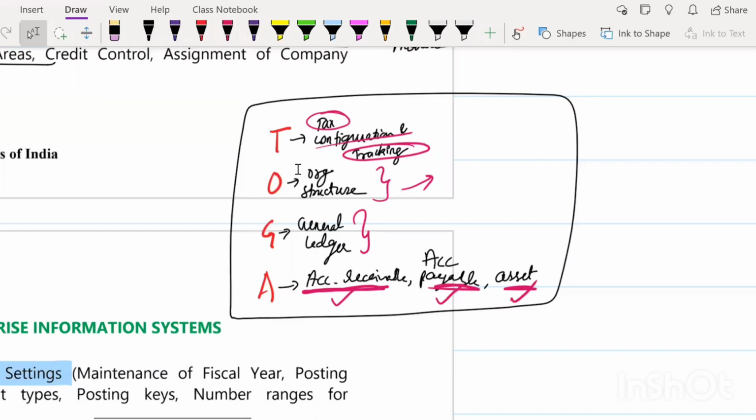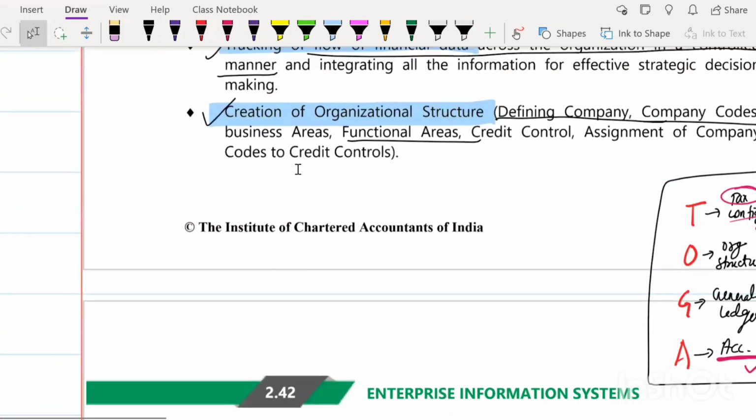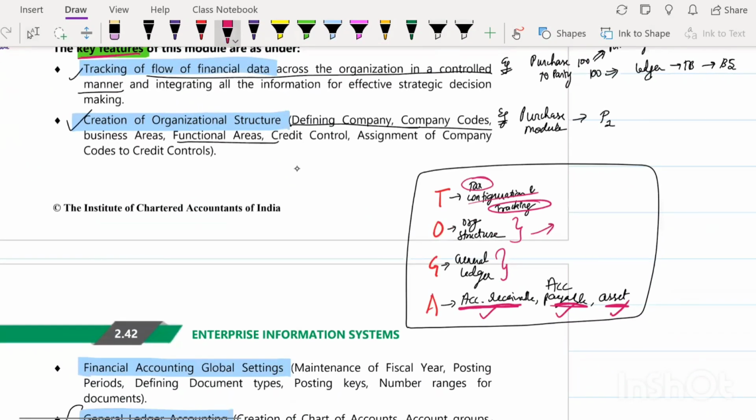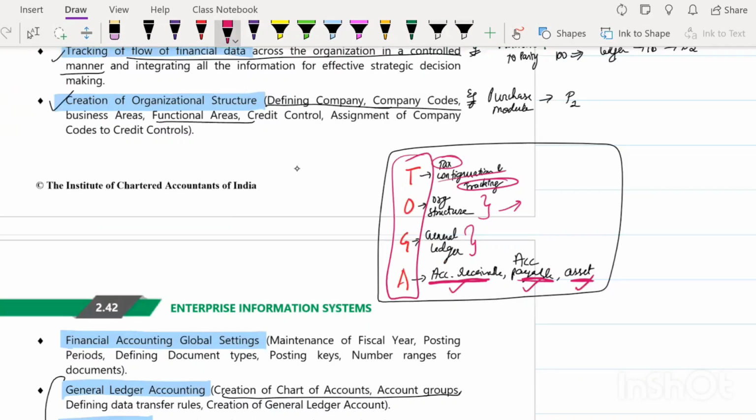Okay, yes. So once this is done, now we are going to see the key features. Key features are nothing but this TOGA only. So you have to remember all of these things.